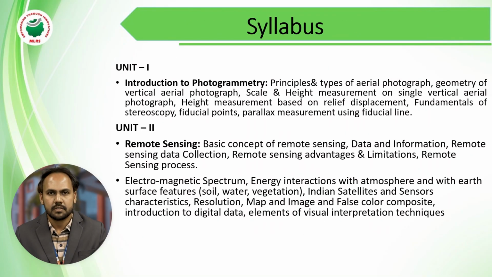So this is the syllabus of the remote sensing and GIS subject. Unit 1 is the introduction to photogrammetry, and what are the various principles and types of aerial photographs, what are the various types of terrestrial photographs, what is the scale and height measurement on a single vertical aerial photograph, what is the height measurement based on the relief displacement, and what is stereoscopy, what are the fundamentals of stereoscopy, what is the fiducial point, what is the parallax, what is the stereoscopic analysis, and how to measure the parallax theory. These are all the things we are going to discuss in the first unit.